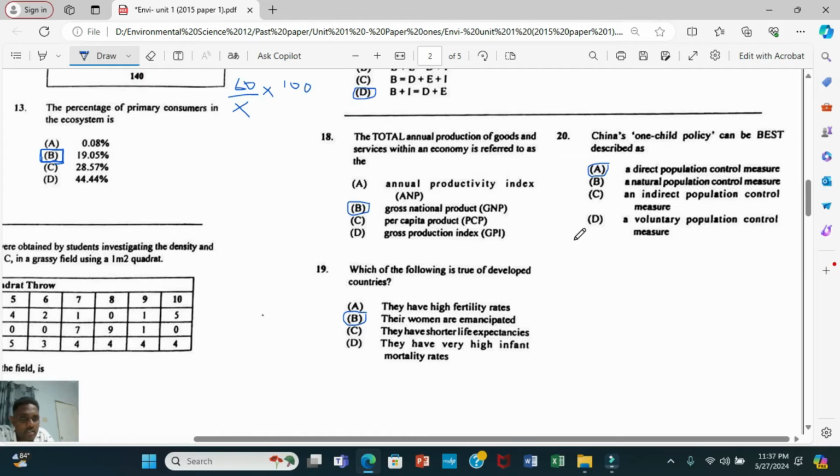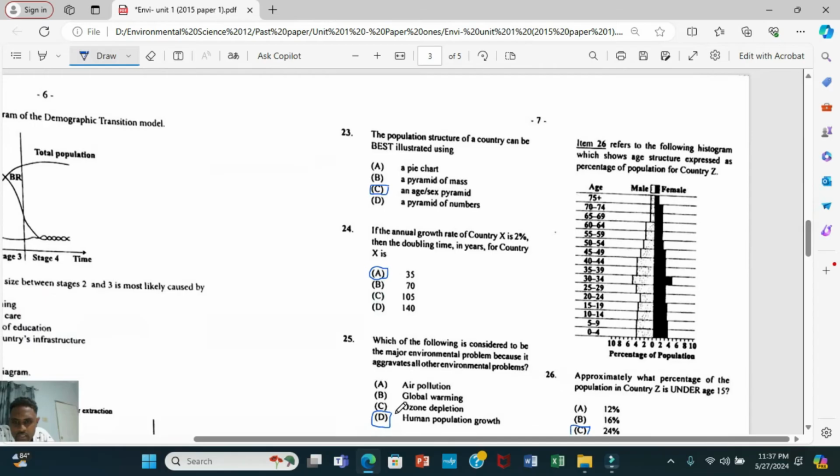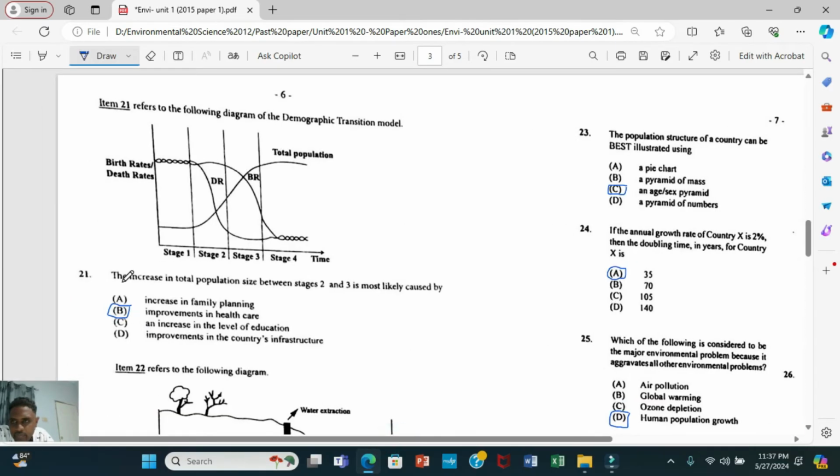All right, number 20, China's one-child policy can be best described as A, a direct population control measure. All right, 21. 21 refers to the following diagram of the demographic transition model. The increase in total population size between stage 2 and 3 is most likely caused by, the answer is B, improvements in health care.